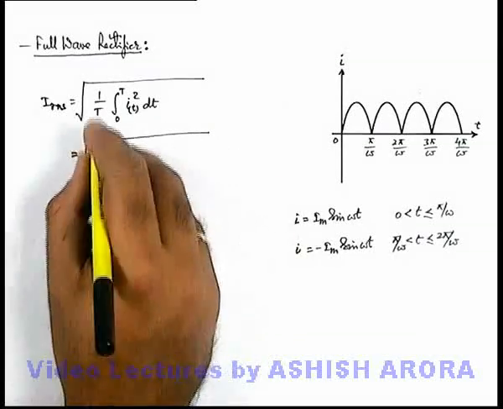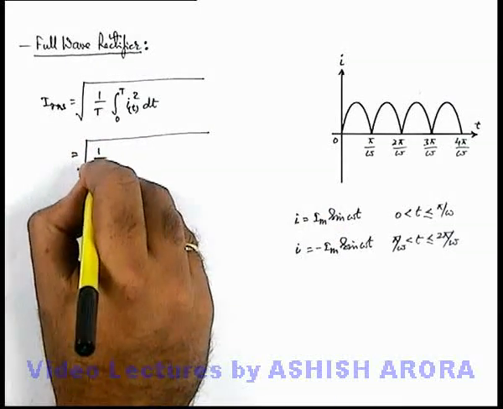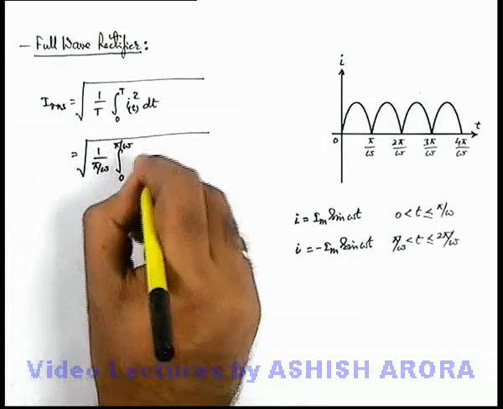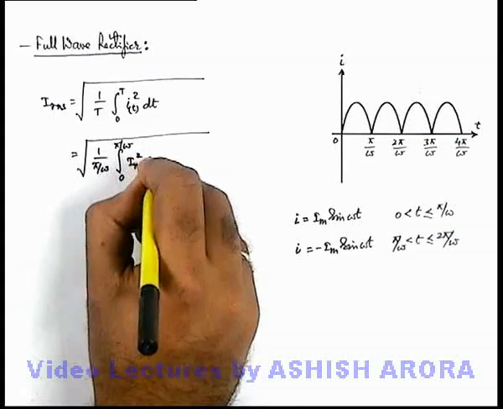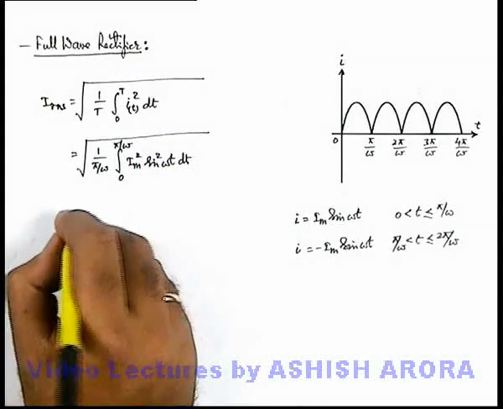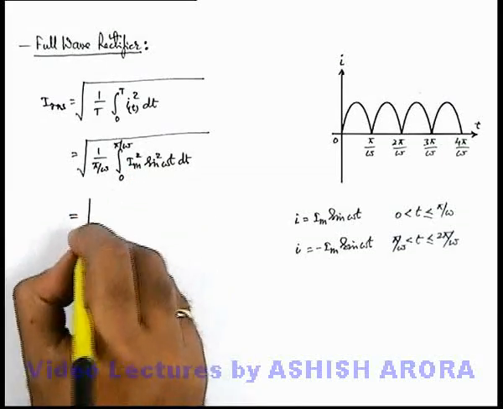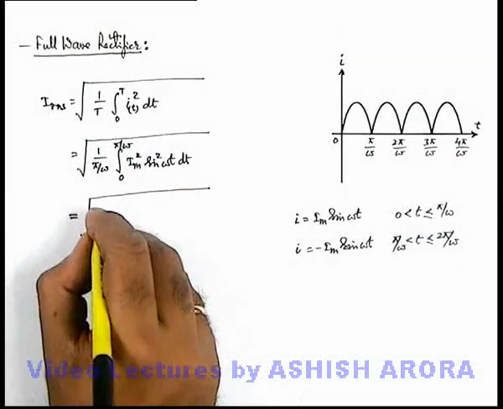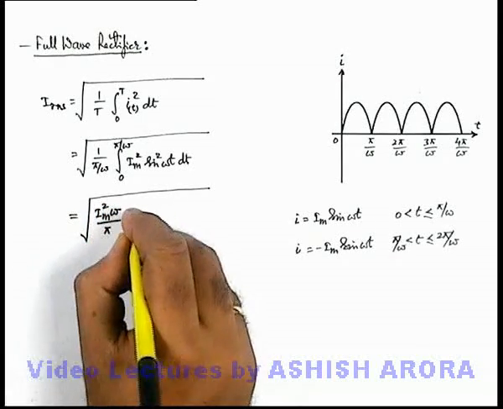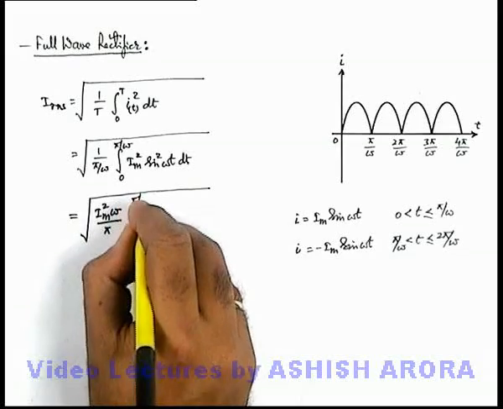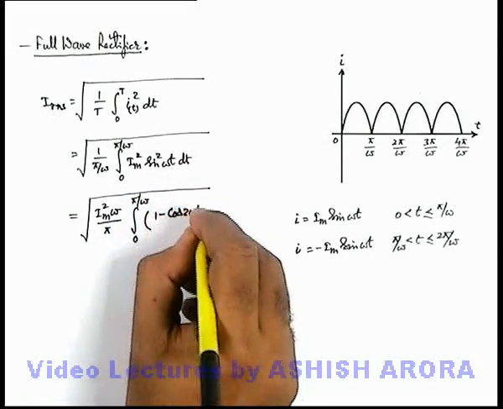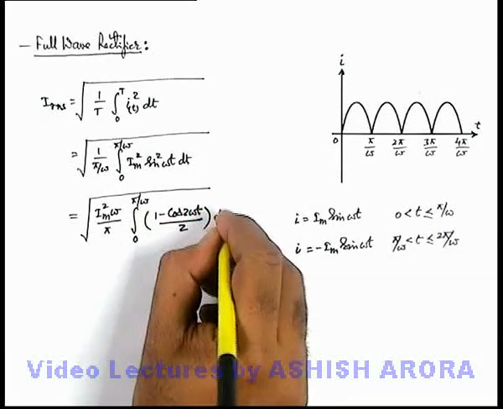If we substitute, for the half cycle it will be 1 by (pi by omega), integration from 0 to pi by omega, Im square sine square omega t dt. Before integrating, we simplify it: Im square omega by pi, integration from 0 to pi by omega, and sine square omega t can be written as (1 minus cos 2 omega t) by 2 dt.